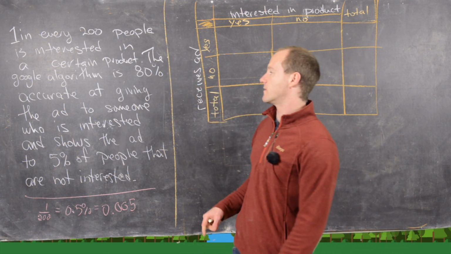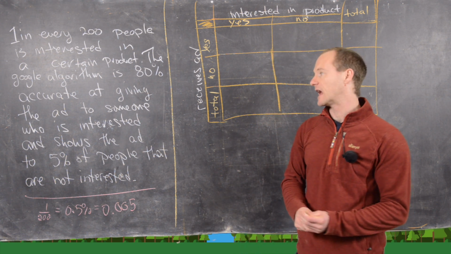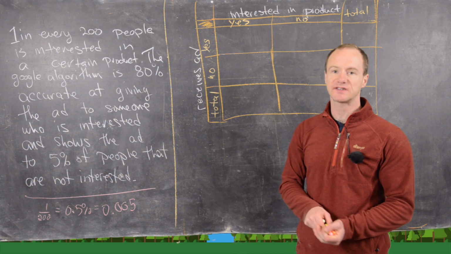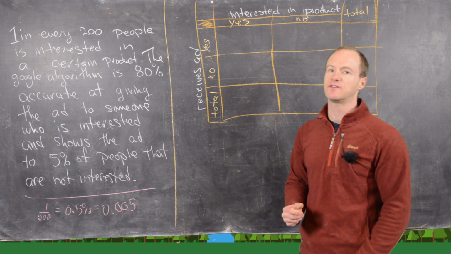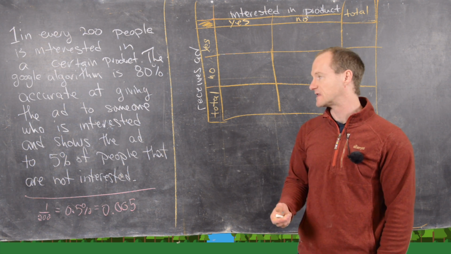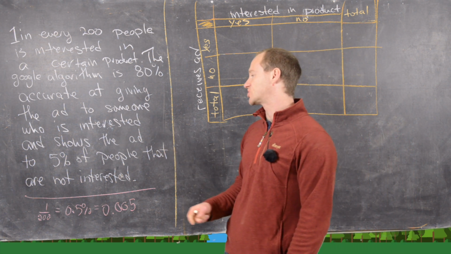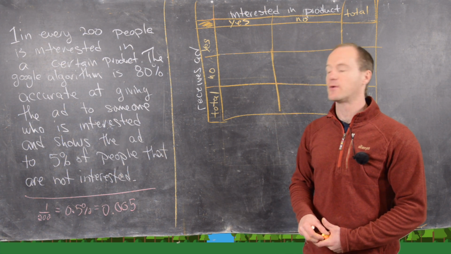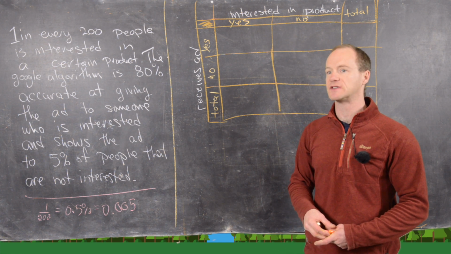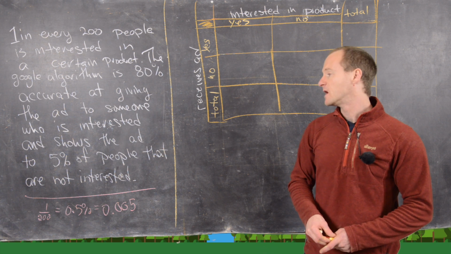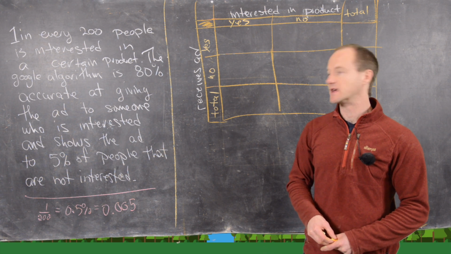The Google algorithm is 80% accurate at giving the ad to someone who is interested. So that means if you're interested, there's an 80% chance that you will see the ad. And it shows the ad to 5% of people that are not interested. So in other words, if you're not interested in the ad, there's a 5% chance that you will see it.